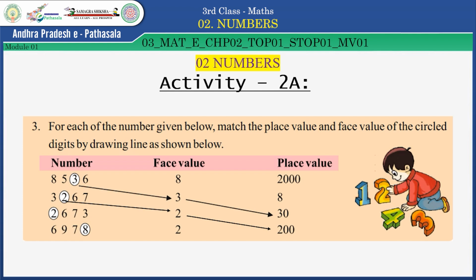Students, can you match place and face values of 2 in 2673? Yes, face value is 2 and place value is 2000 because 2 is in thousands place. Students, can you match place and face values of 8 in 6978? Yes, face value is 8 and place value is 8 because 8 is in ones place. Very good, students. Now let us move to the second assessment.